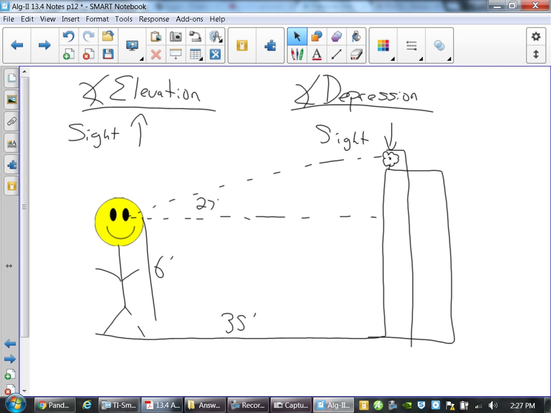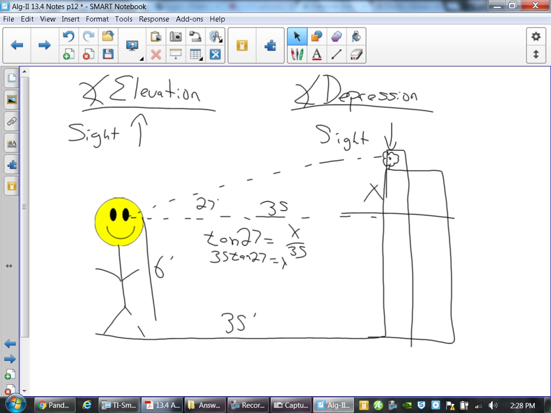What trig function am I going to use with an angle? I have the adjacent, and I need to find its opposite. Tangent. So the tangent of 27 is opposite over adjacent, so it's 35 tangent 27. That gives me my height here. What do I do with the 6 feet then? I add it in. That's an elevation, whereas depression takes a little bit longer to work with.